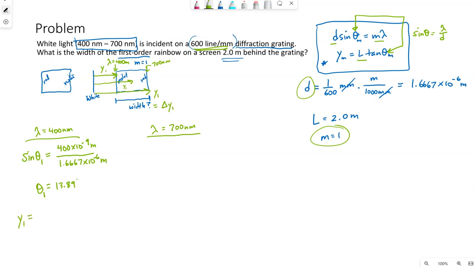So y1 will be L times the tangent of theta 1. L is 2 meters. And then we're going to take the tangent of our angle. So I'm getting 0.4945 meters. What that means is that the distance from the center to the edge of this violet, where the rainbow starts, is 0.4945 meters. And that's true regardless of which way I measure, to the left or to the right.